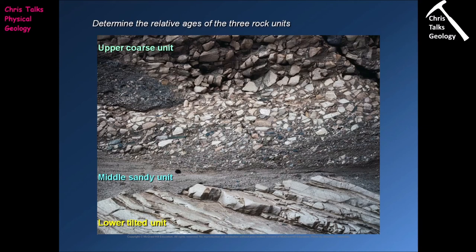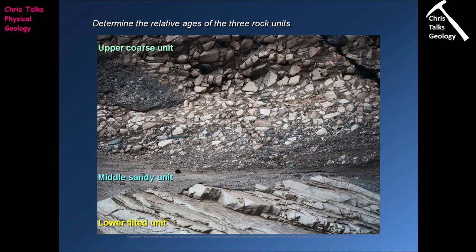So then what do we see? Well, above this tilted sequence down here, we have a horizontal layer of rather sandy looking rock. We can see it's quite coarse, how gritty it looks, but the clasts aren't particularly huge. They're what we refer to as sand size clasts. That's going to make this a layer of sandstone right here. Now above this layer of sandstone, we have a layer of rock with these big angular clasts, and this is going to be a type of rock which we refer to as a breccia.